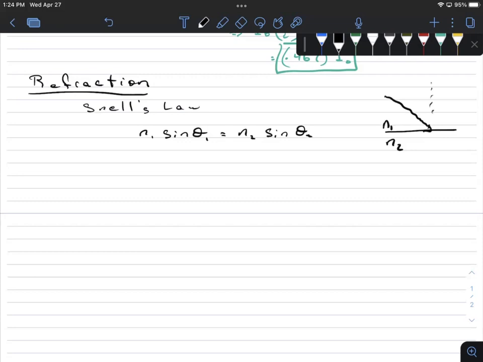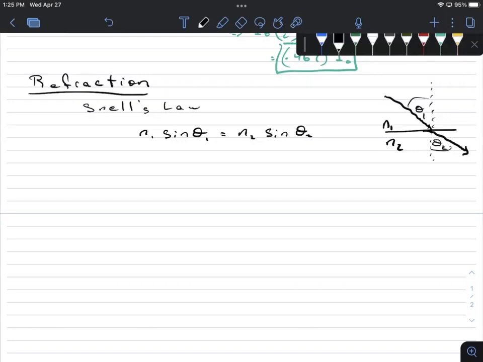The light hits the material at some angle theta 1, and then bends in some way to some new theta 2 when it reaches the new material. And the question usually says, calculate the angle of refraction. And what that means is, what is the angle of the light in the new material? The second angle. And so you use this equation.